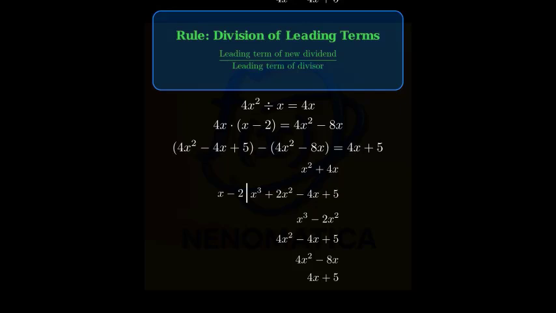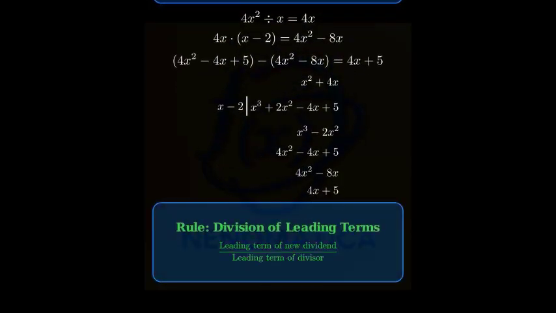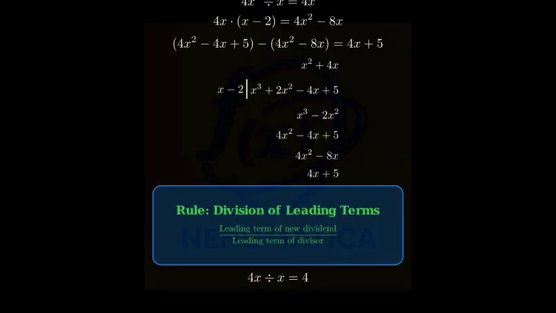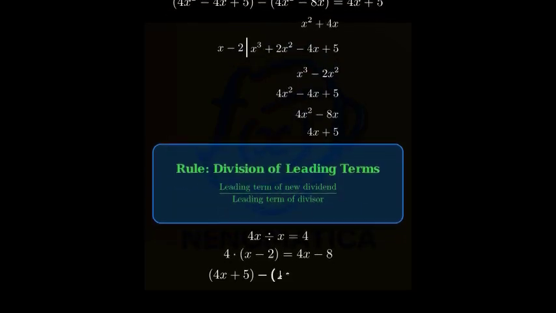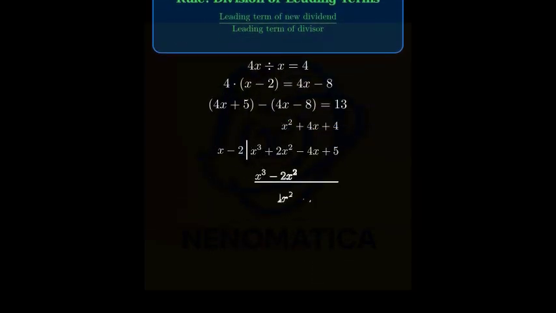Let's continue with our new dividend, 4x plus 5. Again, we divide the leading term by the leading term of the divisor. We have 4x divided by x, which gives us 4. Next, we multiply the divisor by 4. So, we get 4 times x minus 2, which equals 4x minus 8. Now, we subtract this from our current dividend, 4x plus 5 minus 4x plus 8 equals 13. We've completed the polynomial division.